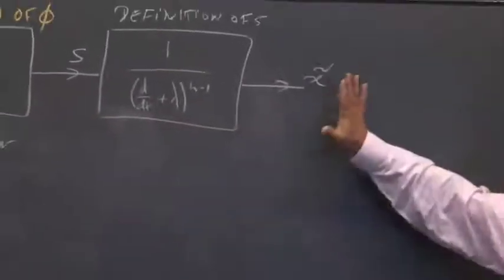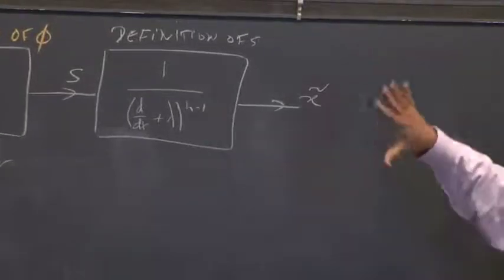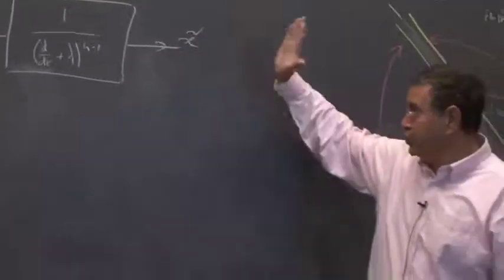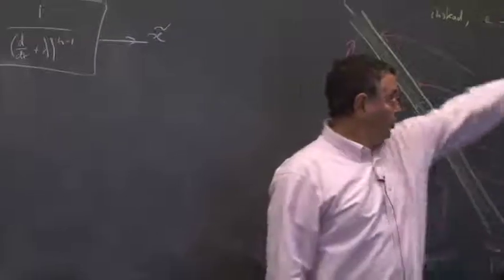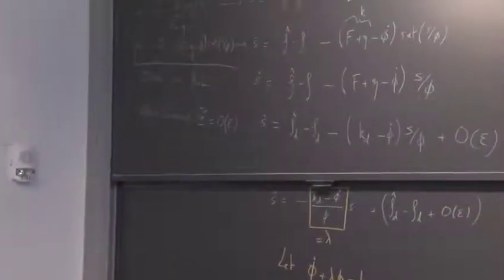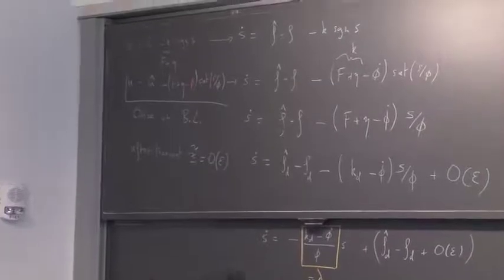Now, again, I insist this is just trying to analyze what's happening to the closed loop. This is not what you implement on the computer. What you implement on the computer is the equation of u. This is just trying to analyze what's happening in the closed loop.